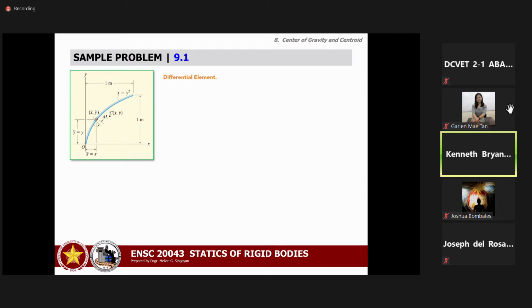Also, this point, x curl and y curl, is also a point on the curve at an arbitrary point. So that's why we have x curl here equal to x and y curl equal to y.